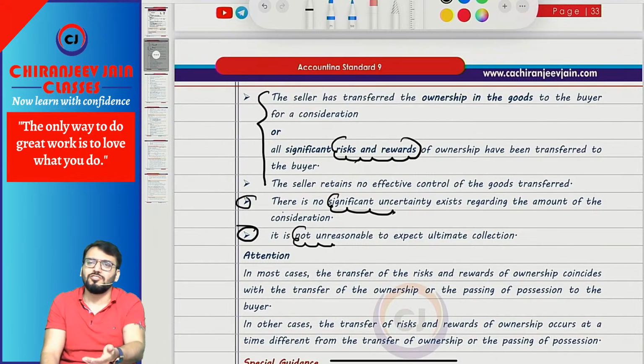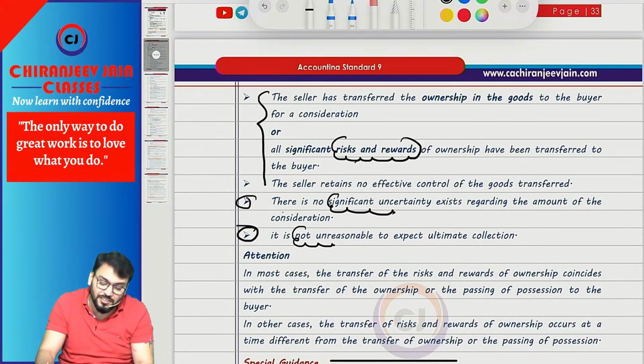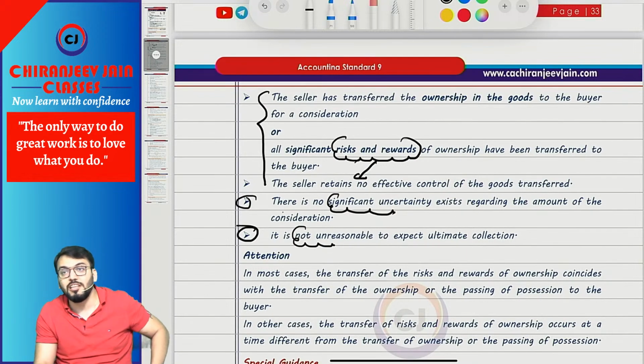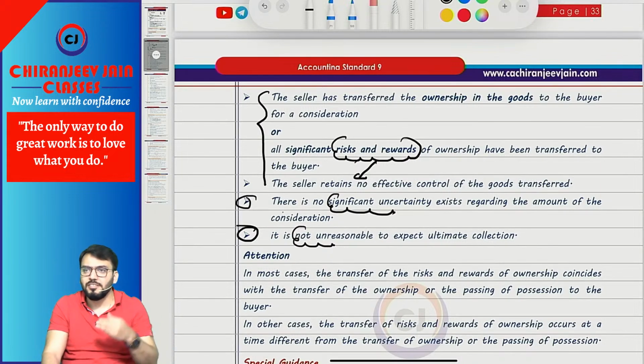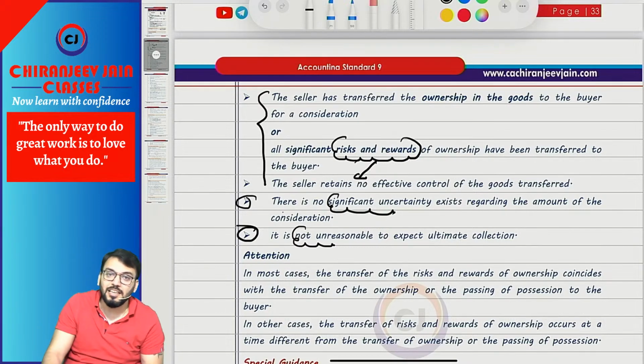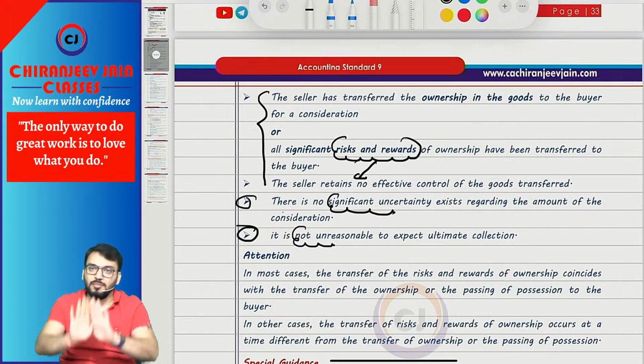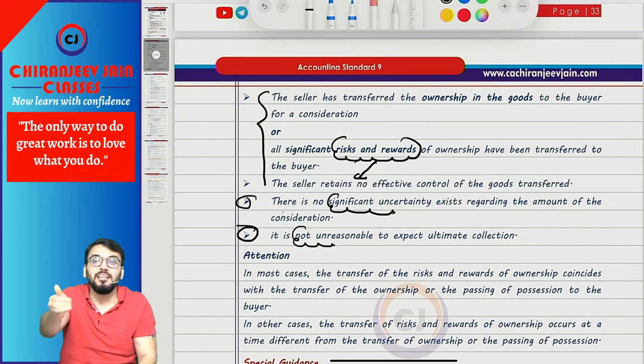Can I say if risk and reward is transferred, it means that control has also been transferred. If the control has not been transferred, it means risk and reward has not been transferred. In simple words, if I am saying risk and reward is transferred, it means control has also been transferred. Sometimes what happens? Just try to understand. Suppose I have prepared one invoice, but goods have not been delivered to the customer. Quite possible. There may be some reason. It means invoice prepared, but goods have not been delivered to the customer.